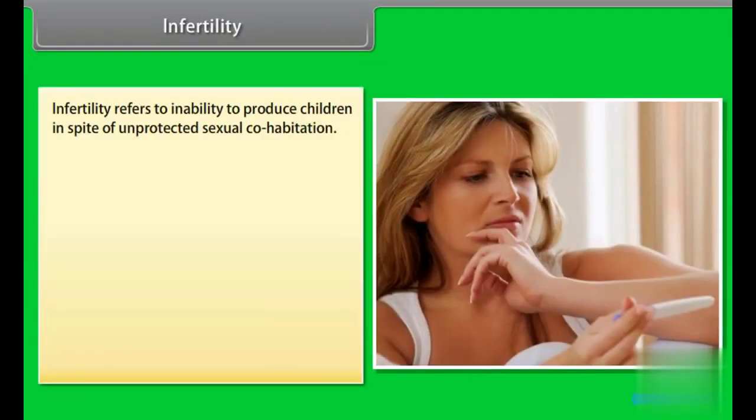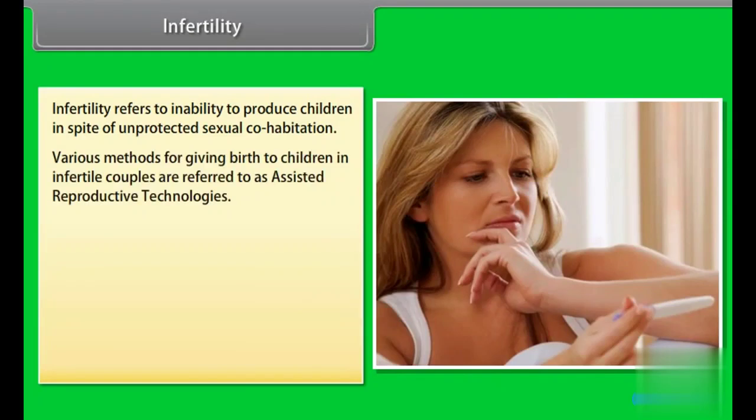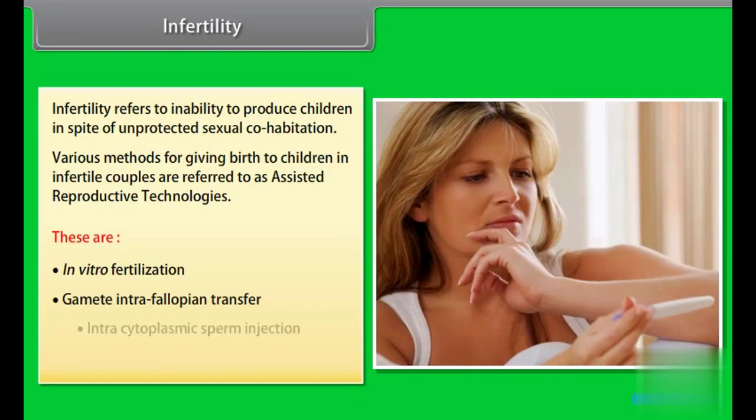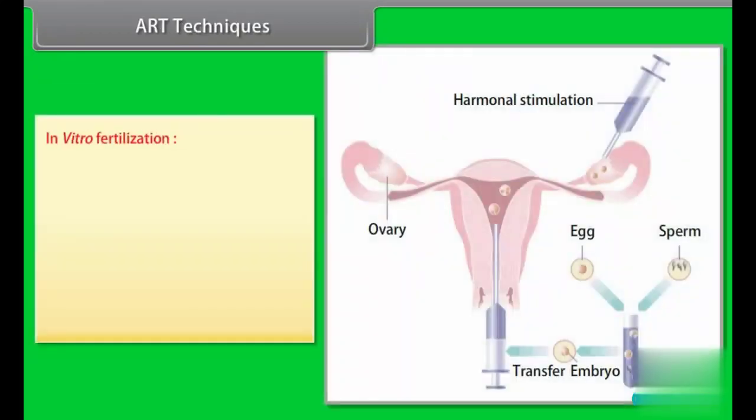Infertility. Infertility refers to the inability to produce children in spite of unprotected sexual cohabitation. Various methods for giving birth to children in infertile couples are referred to as assisted reproductive technologies. These are in vitro fertilization, gamete intrafallopian transfer, intracytoplasmic sperm injection, artificial insemination.